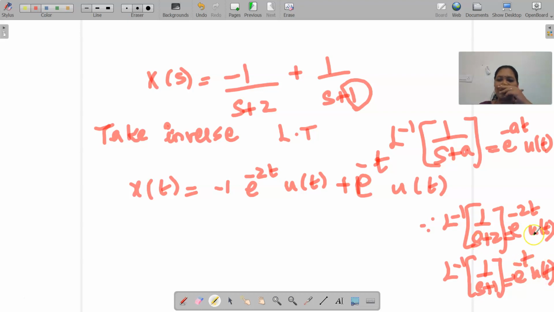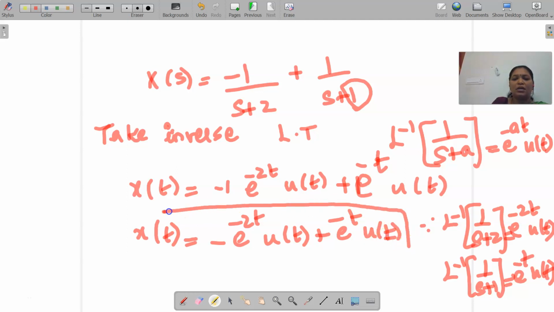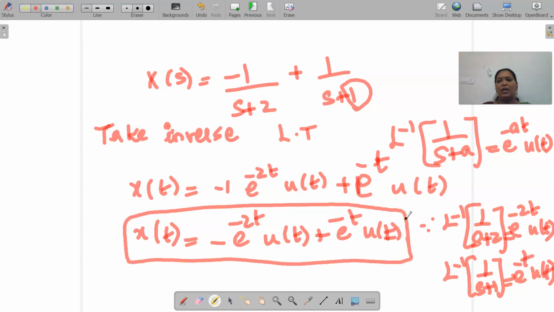So using these two formulas I am getting your x of t as this. So x of t I can write as minus e power minus 2t u of t plus e power minus t u of t. So this is the inverse Laplace transformation of given x of s.